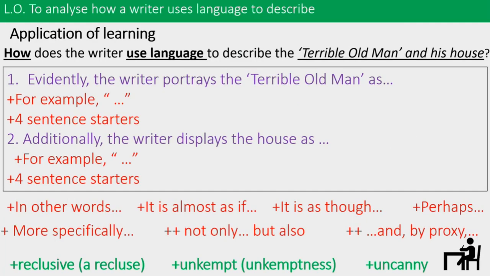So here is the structure for the writing task. What you need to do is use your notes to finish these sentences. So, evidently the writer portrays the terrible old man as uncanny. For example, that's where you put your first quote in. And then where it says +4 sentence starters, you use the sentence starters in red from the bottom. So you could say, in other words, the old man is portrayed as abnormal, peculiar, and uncanny. Remember, a 3-part list is particularly effective when analysing.